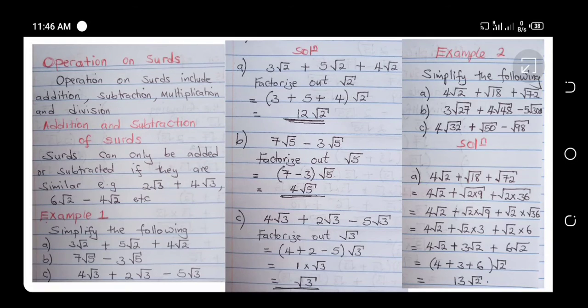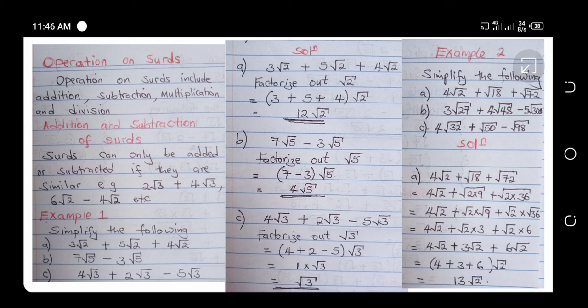Look at operation on Surds. Last time we looked at just the introductory part and how we could simplify Surds, but today let us go to operation on Surds. Operations on Surds include addition, subtraction, multiplication, and division, implying that these operations can also be applied on Surds.